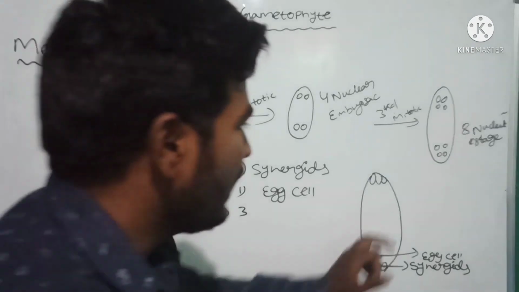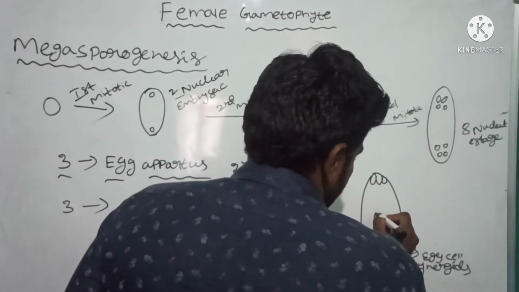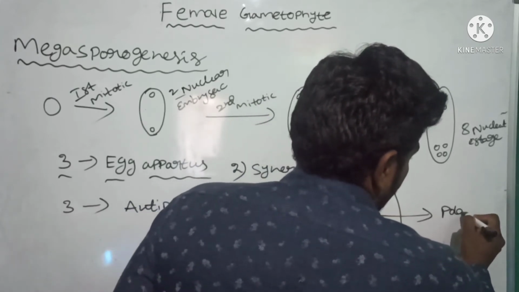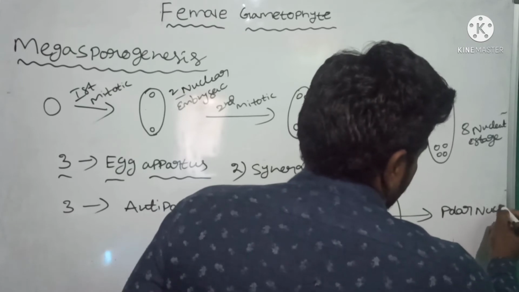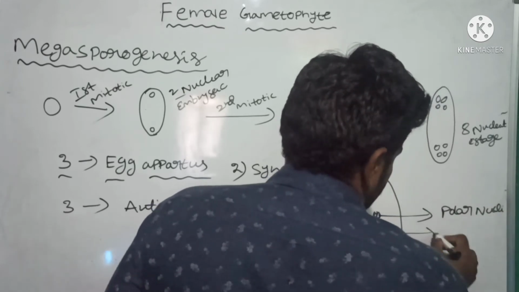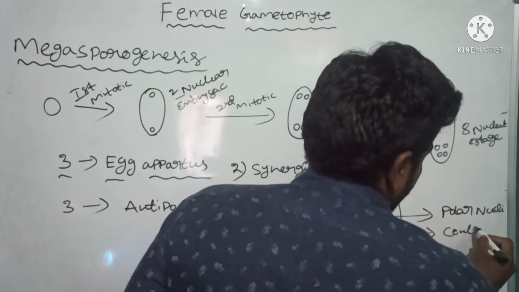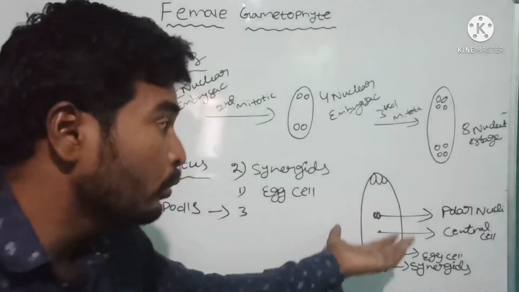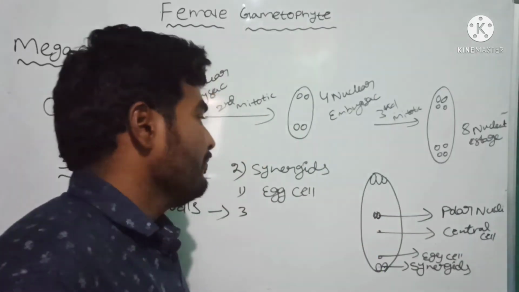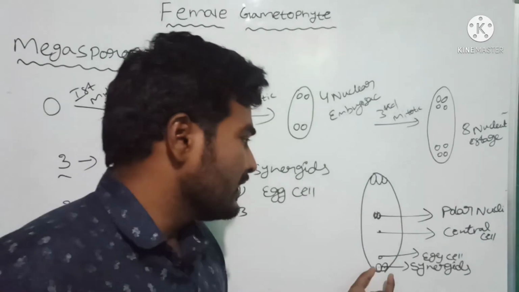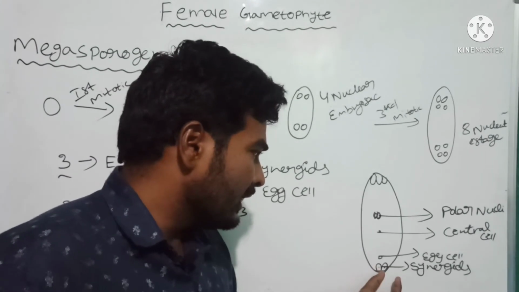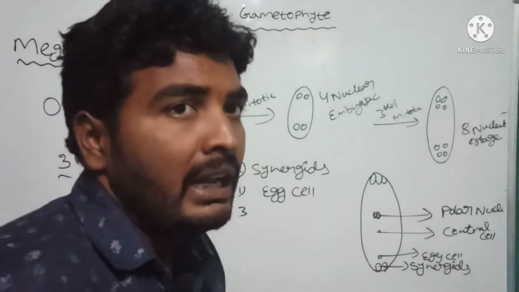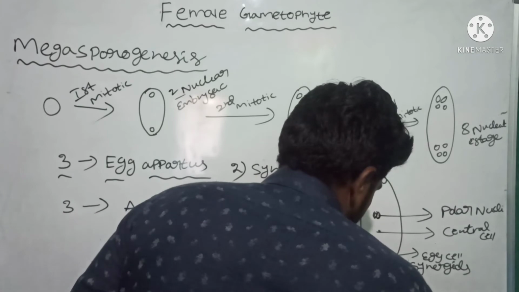The remaining two are the polar nuclei. They move toward the center to form the central cell. In the two synergids, a cellular thickening forms at the micropylar tip. It is called the filiform apparatus.